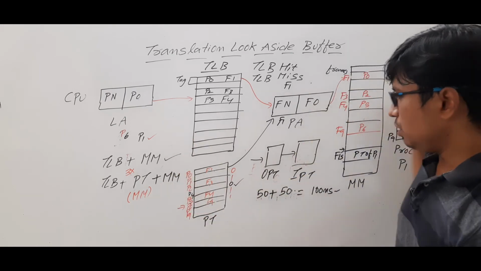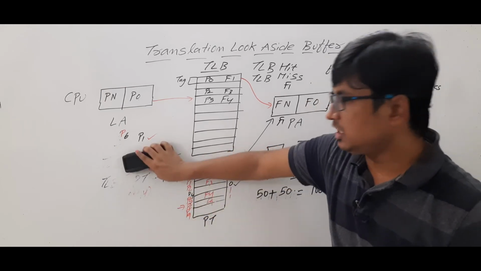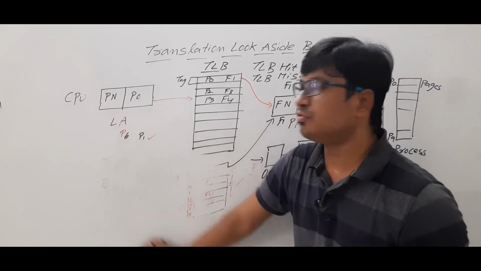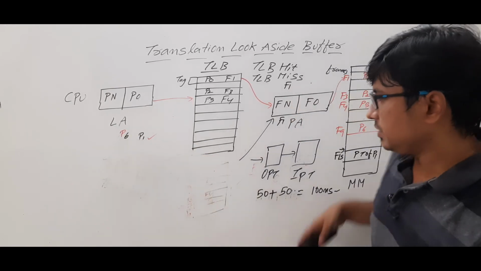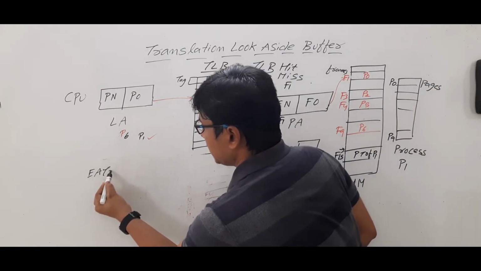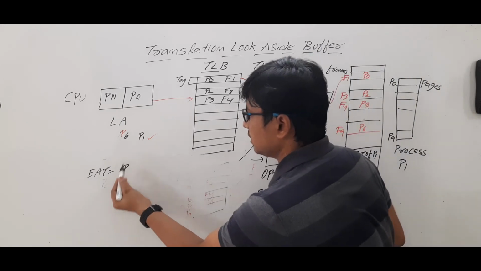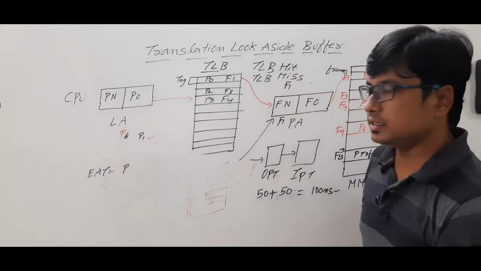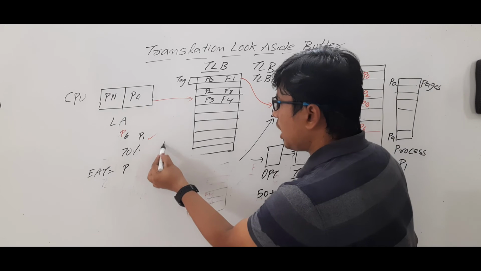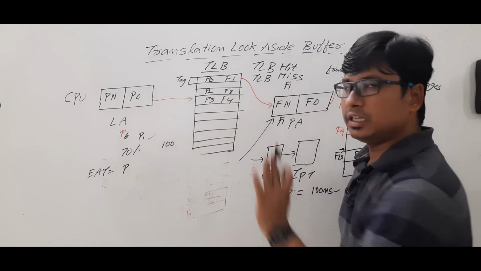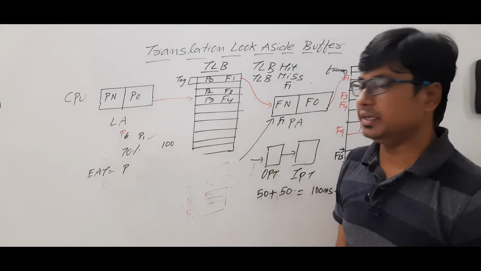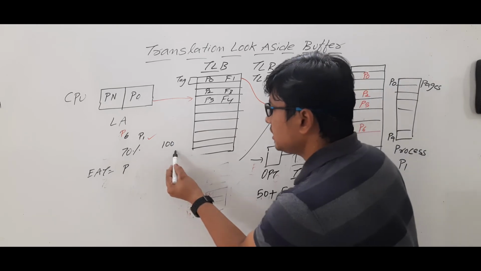Is it clear? So what I want to say is that if the hit ratio is high, obviously the effective access time will be less. Let me discuss the formula for you. The effective access time is equal to hit ratio. Let's consider that P is the hit ratio of the TLB. Meaning, suppose it says that 70% is the hit ratio, then if you are referring to the TLB 100 times, then 70 times that information is available, TLB hit is happening, and 30 times miss is happening.